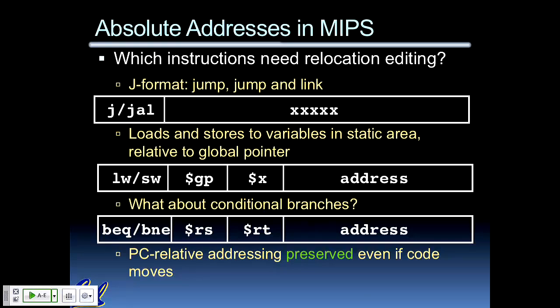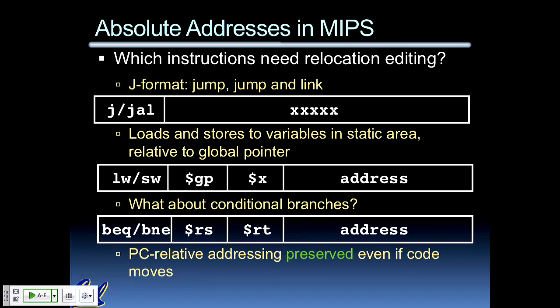Loads and stores to the global section on MIPS are done by an offset from this one register GP, which is the global pointer that points to the start of the static data. So the convention is, all the way while your program is running, GP points to the start of the static data, that one register. Then you can just use offsets from it to get to individual variables that are in that static data section, okay?